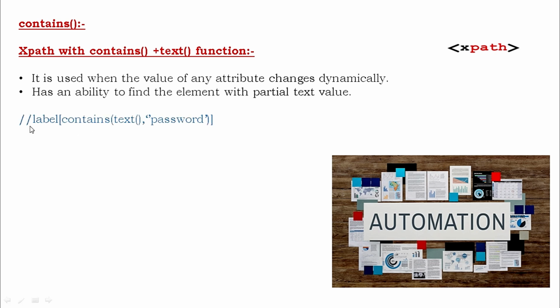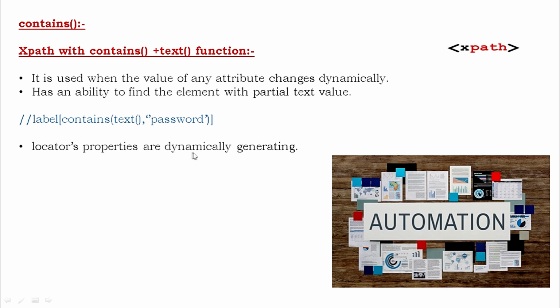Now you can see /label, and this is the contains method. In the contains method we pass the text method, then a comma, and then a single quote. This is not a double quote, this is a single quote, and we need to pass the text. We will see during the example how you can design it, so don't worry about that.